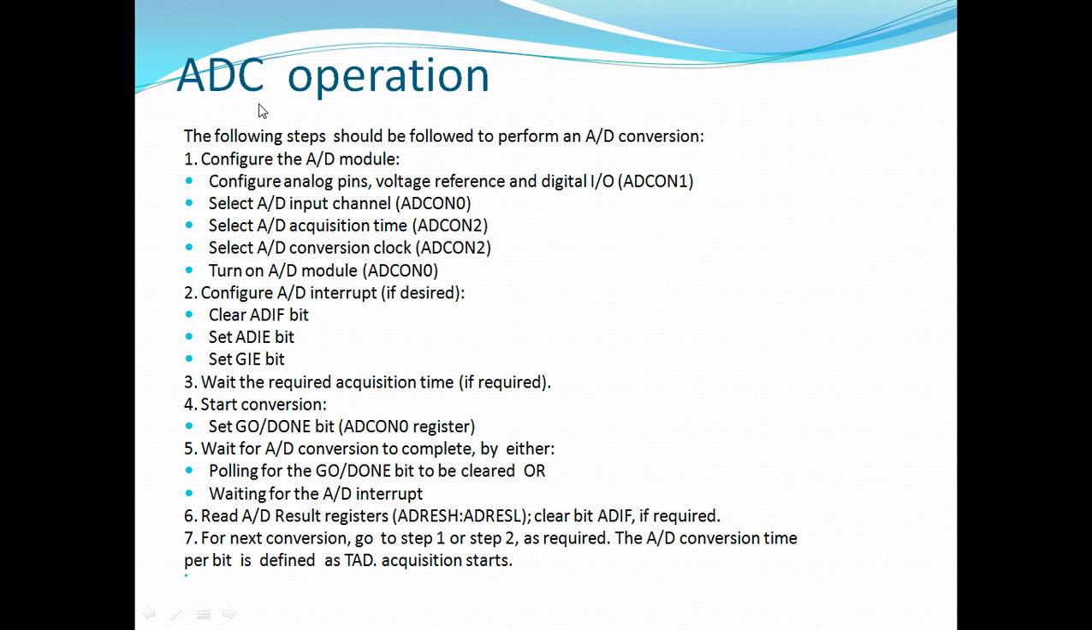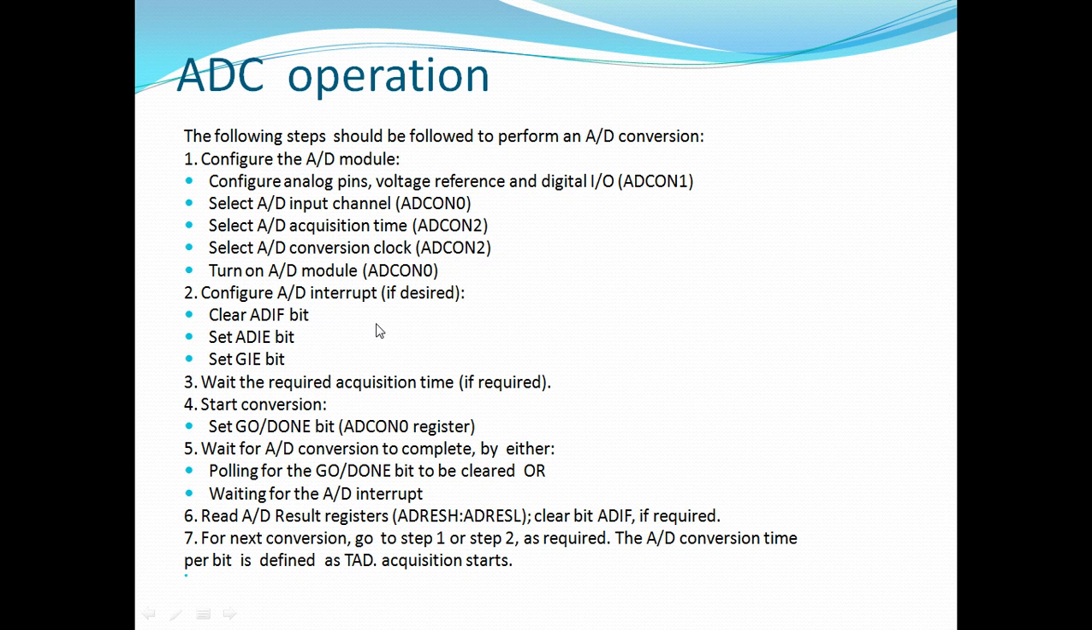Now here is how the ADC is operated. These are very important steps, because through this we are going to write the program for the ADC module, to convert physical world quantities from analog into digital form. These are the steps we need to follow to configure and run the ADC module available inside the PIC microcontroller. First step is to configure the ADC module. Configure the analog pins, voltage reference and digital IO pins using ADCON1. Select the ADC channel using ADCON0. Select acquisition time and conversion time by using the ADCON2 register. And turn on the ADC module.